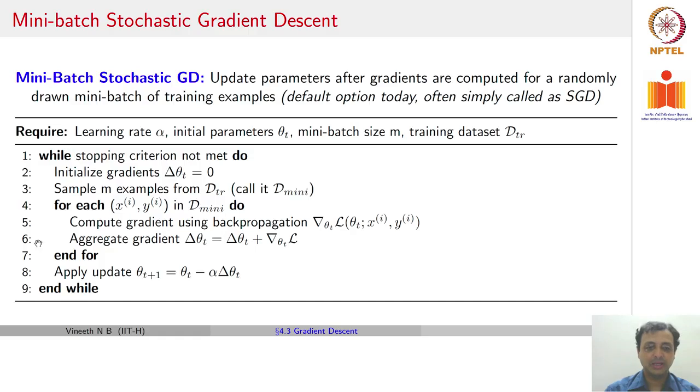So algorithmically speaking, the parameter update once again went out of the loop, but this time you're not going to aggregate gradients for the entire training data set, but only for one mini batch, which you denote as D mini, and you're only going to aggregate and average the gradients for that mini batch in the algorithm.